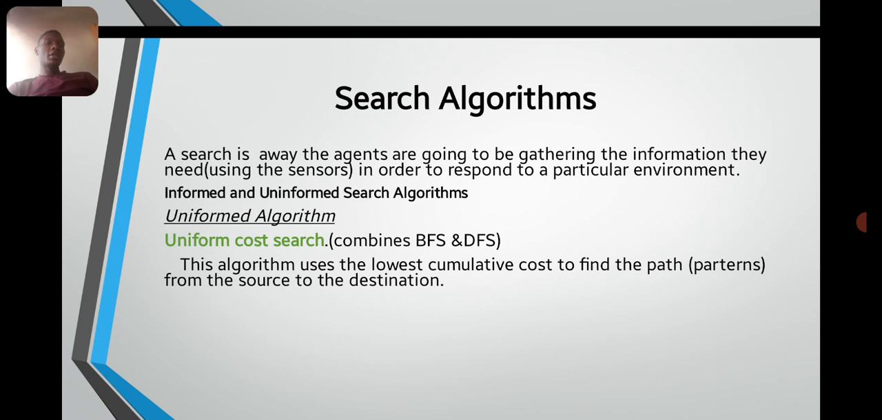This algorithm uses the lowest cumulative cost to find the path, which is why it's called uniform cost. It uses the shortest path. It finds the shortest path and the patterns to reach the goal. If there are keywords, it should quickly recognize what is not a keyword. So it right away jumps from keyword to keyword automatically.